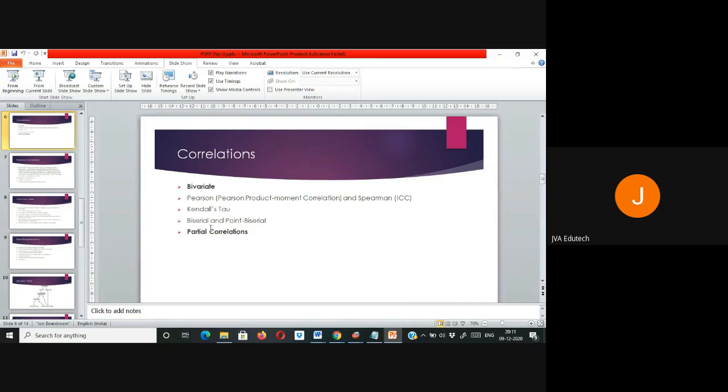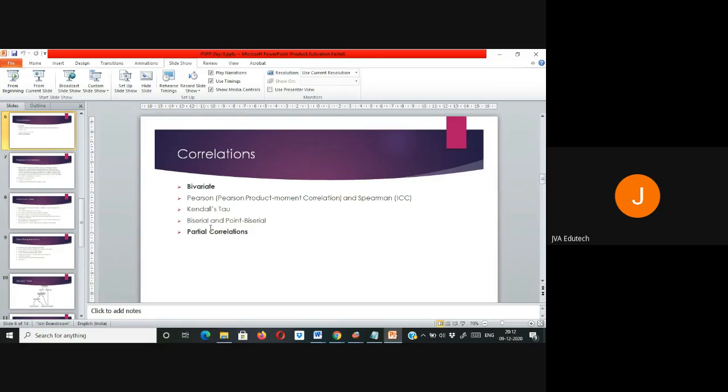Pearson correlation is also known as Pearson product moment correlation, and Spearman correlation is known as interclass correlation. So it's only about whether the data is normally distributed or not. So parametric correlation is known as Pearson correlation, non-parametric correlation is known as Spearman correlation. Simply. Kendall-Tau is another bivariate correlation which is non-parametric in nature, and then we have biserial and point biserial correlations.